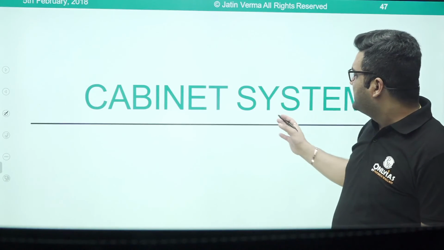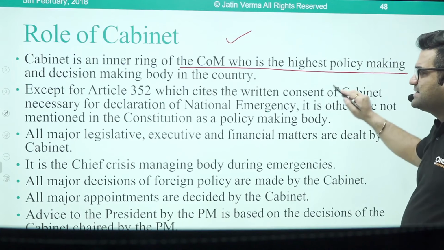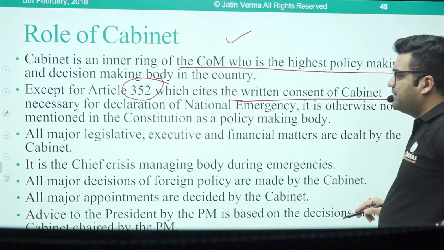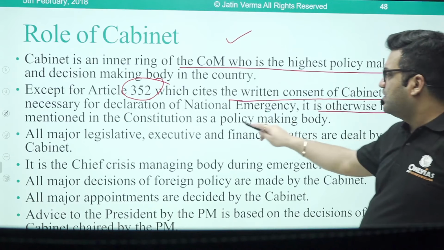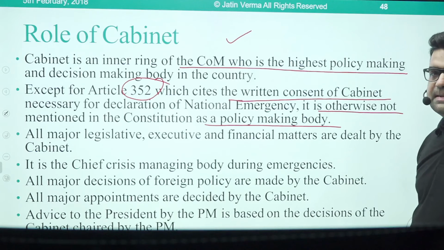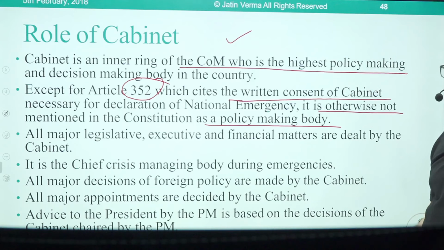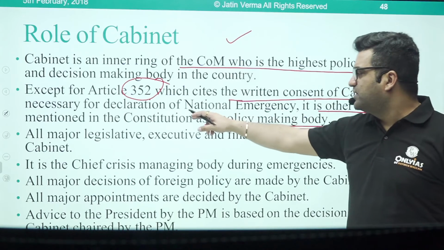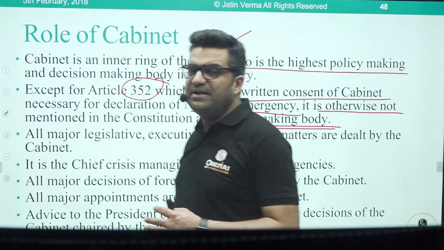Now, cabinet system. The cabinet is an inner ring of the council of ministers, as I said. Except for Article 352, which cites the written consent of the cabinet as necessary for declaration of national emergency, it is otherwise not mentioned in the constitution as a policy making body. Cabinet is mentioned in the 44th Amendment Act. For the national emergency, the advice tendered by the cabinet was added later on.